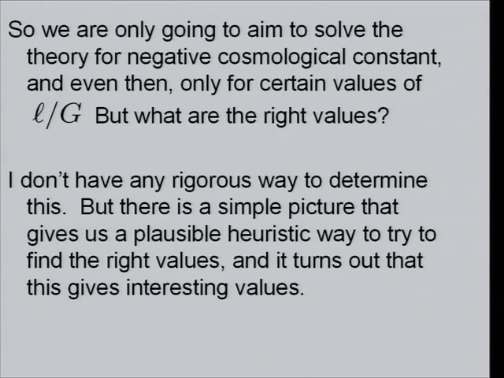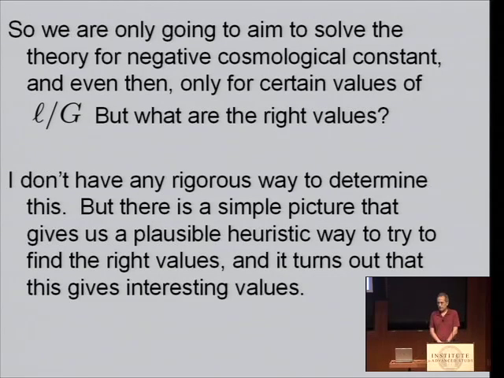So we're only going to aim to solve the theory for negative cosmological constant, and even then only for certain values of L over G. But what are the right values? Actually, until here, I think everything I've said is true. It's past this point where I offer no assurances. Well, I don't have any honest way to determine the right values of L over G, but there's a simple picture that gives us a plausible heuristic way to calculate L over G, and it turns out that it gives interesting values.